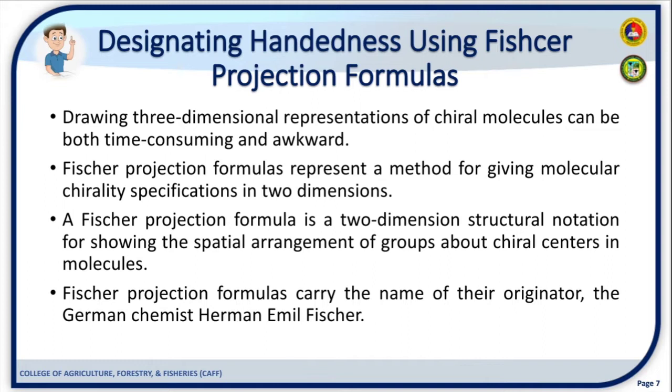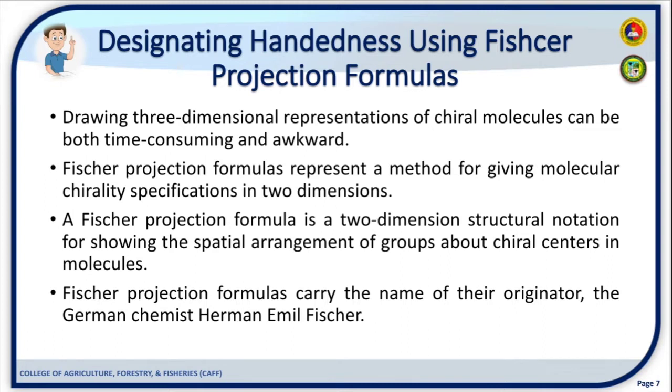A Fisher projection formula is a two-dimensional representation of a three-dimensional organic molecule by projection. As a matter of fact, Fisher projections were originally proposed for the depiction of carbohydrates and used by chemists, particularly in organic chemistry and biochemistry. Now, why do you think it's important? It's important because Fisher projections are a convenient way of depicting chiral molecules, and it also helps us distinguish between pairs of enantiomers.